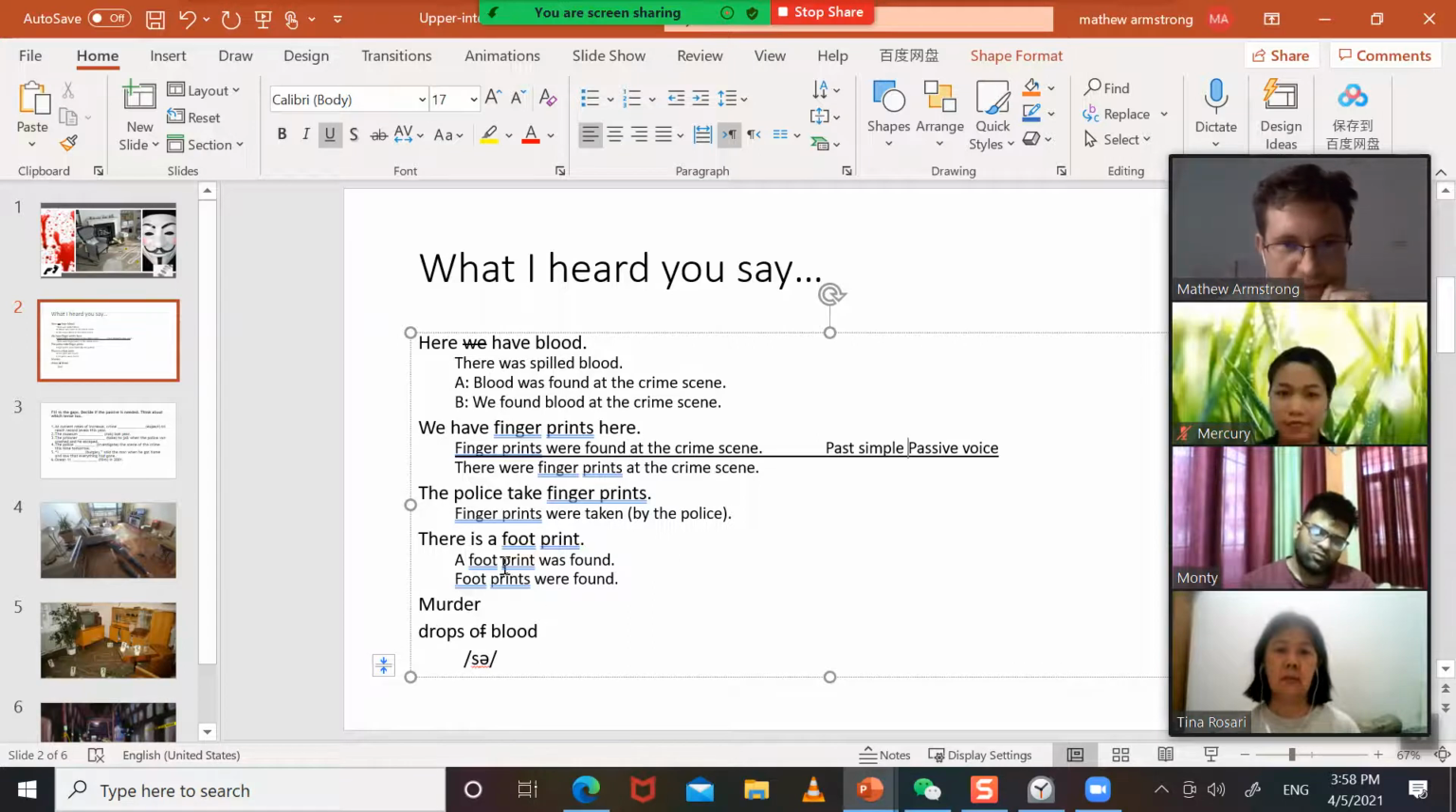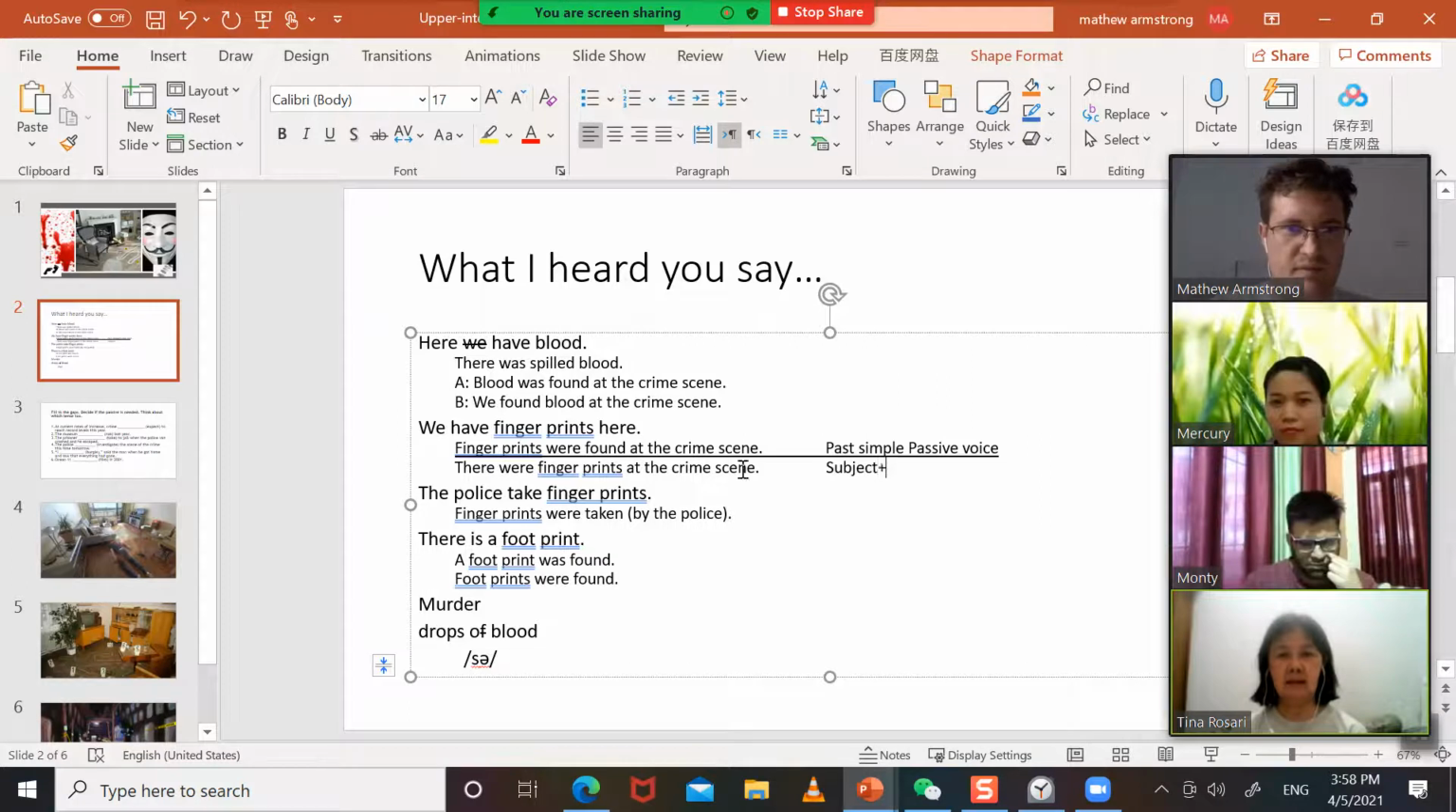Okay, so just look at this word right here. What tense is that word? Simple past. There we go. How do we make this sentence? Was or were plus past participle. Subject, was or were, plus participle.